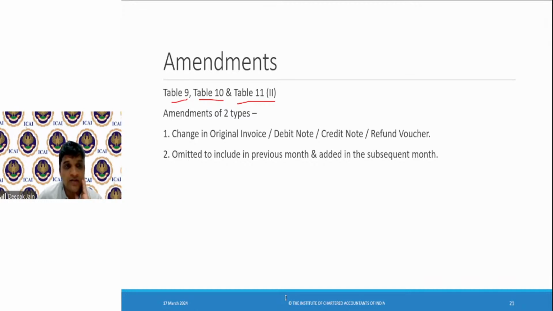What are these amendments? It could be change in original invoice, debit note, credit note, refund voucher. It's not that your old invoice is wrong and you tamper with it. That is not permitted. You cannot overwrite an invoice. But if the value in the invoice was 1 lakh rupees, you have reported wrongly 10,000 rupees, you forgot one zero. Then you can do the correction of that invoice in the portal.